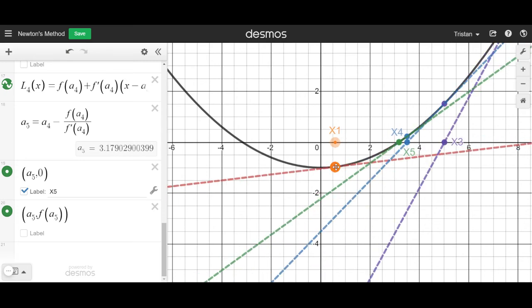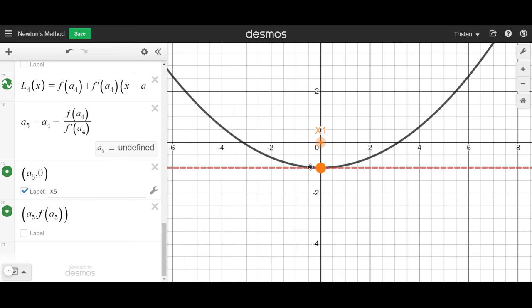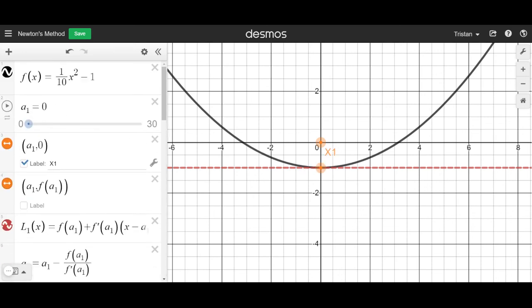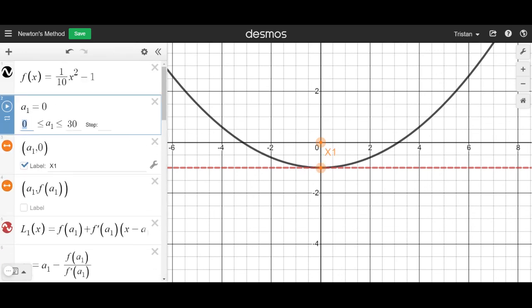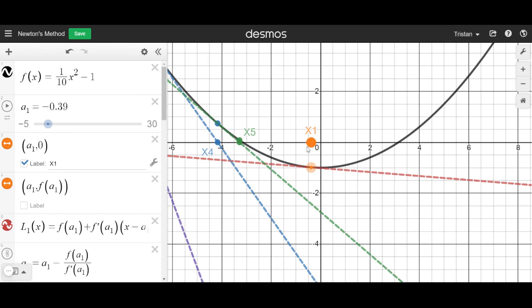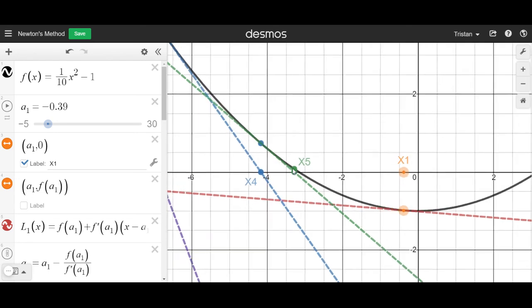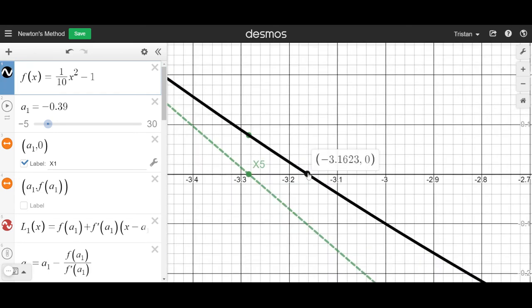Now, I could, though, make my guess too far away. What if I make my guess a negative number? Oh, shoot. Sorry, I need to fix something here. Negative 5. What if I made my guess a negative number? So if I make my guess a negative number, then the particular shape of this graph actually causes Newton's method to start homing in on the other x-intercept.